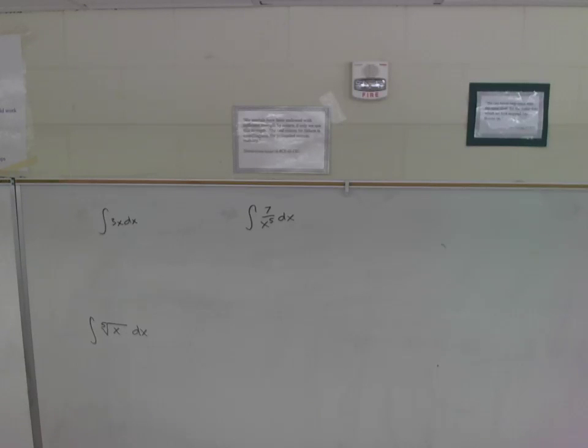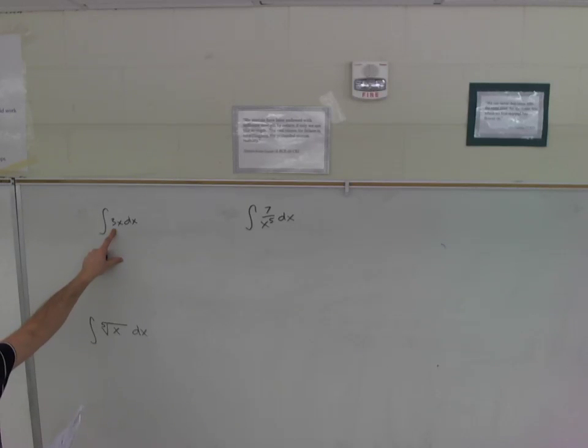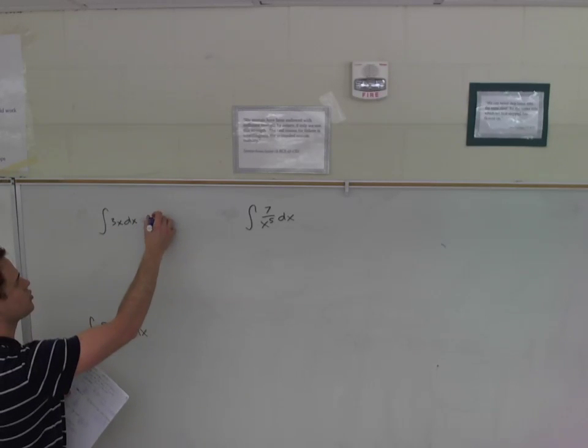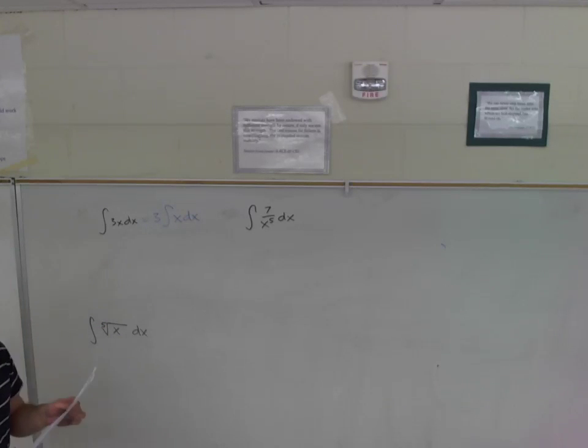So how do we integrate these? Notice, one of those integral rules says if you have a constant in front, what do we do with constants when we're doing derivatives? We just put them off to the front, and that's exactly what we're going to do when we do integrals, just put them out in front. And that should make sense, okay?